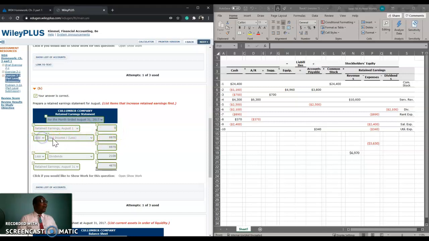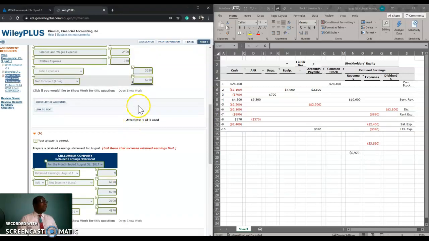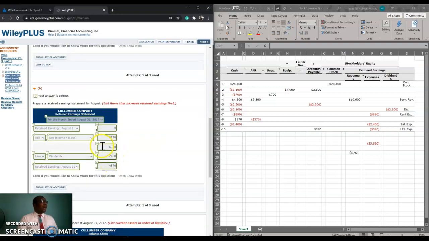Then we add our net income, which we calculated in the earlier step, which is $6,970. Then we find the total, which is the same $6,970. Then we reduce it by the dividends. Remember, in our tabular analysis, we are told in number 6 that Columba Company paid $2,100 as dividends.